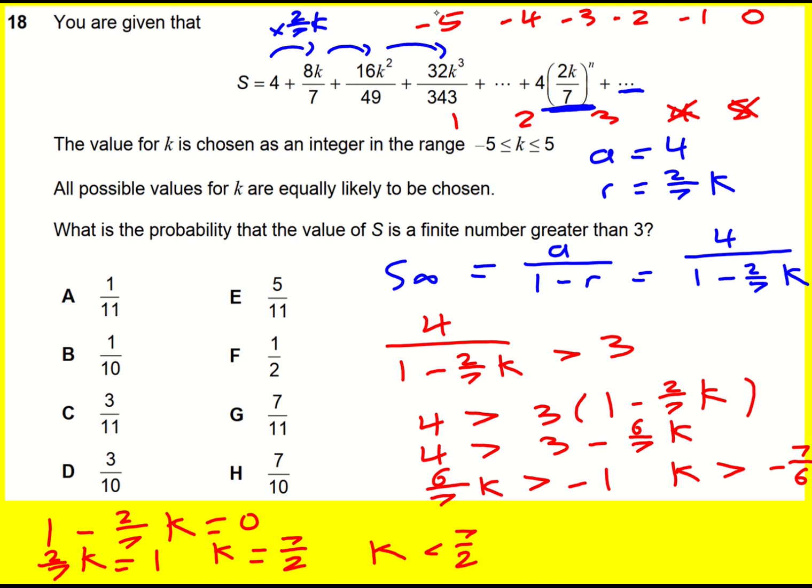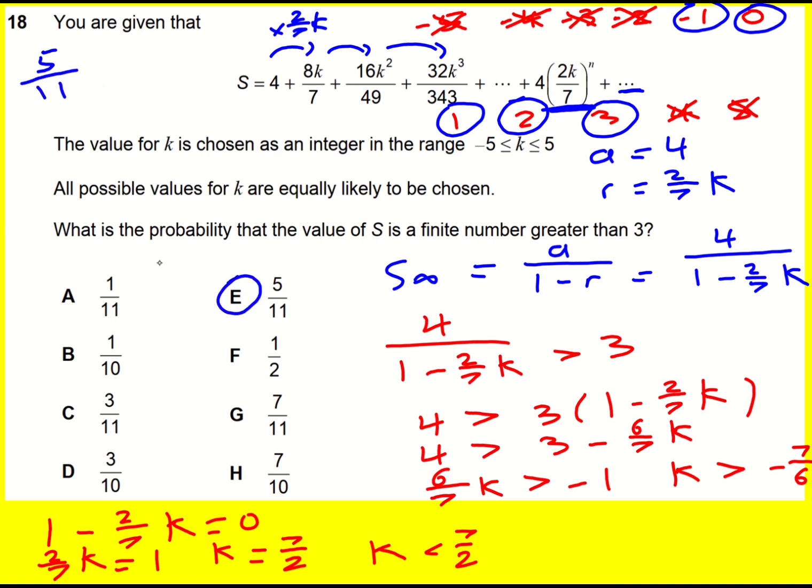So now I can rule out -5, -4, -3, and -2. -1, or -1 is what? No, -1's okay because -1 is greater than -7/6. So that means we've got 11 possibilities, and these two and these three would lead to the summation being greater than 3. So our answer is going to be 5 out of the 11, which is option E.